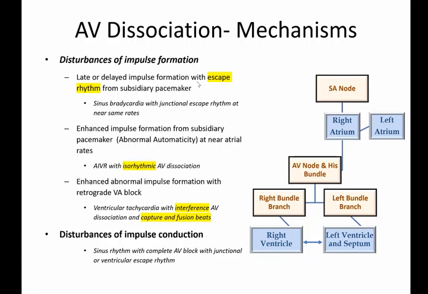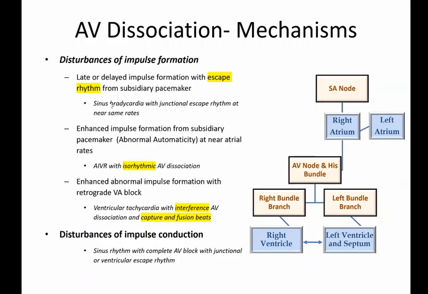Now, whenever there is a late or delayed formation from the normal pacemaker, that is the SA node, sometimes what happens is that the subsidiary pacemaker will come in, and that beat will be late, and it is called an escape beat. And if it continues for 3 or 4 more beats, then we call this an escape rhythm.